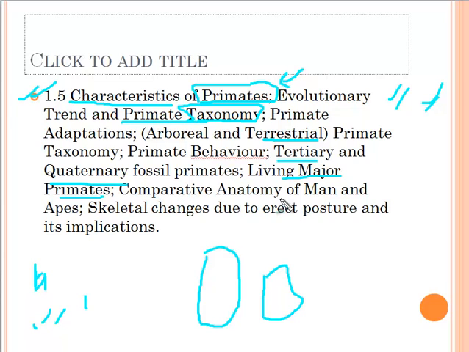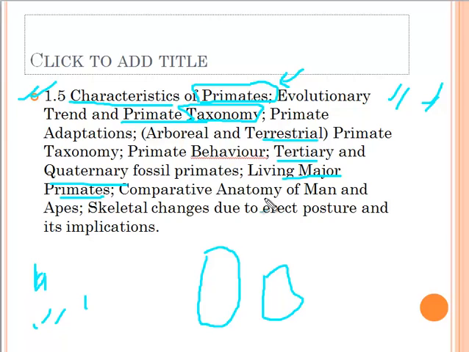Then comparative anatomy of man and apes. So how human beings are different from apes. Like right now also apes are quadrupeds. They walk on all 4 legs. Sometimes they walk on their front 2 legs. Otherwise they prefer to walk on all 4. And in their comparative anatomy, what is their head size, what are the head skeletons, what is their leg skeleton and leg bones, and how they are different from human beings.